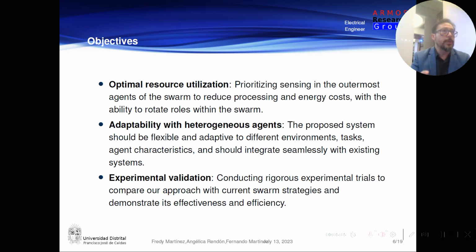Very important, reduce the cost of the solution. We are thinking in processing and energy. Improve the adaptability with real agents, all of the robots. The main idea is to build very similar robots, but in the real world, they are never going to be equal. So in real implementation, all the robots are different. So we want the algorithm to work with some specific consideration in functionality, but they don't have to be equal between them. And finally, validation in the real world. So we are working really hard to prove that our approach actually works in real environments.